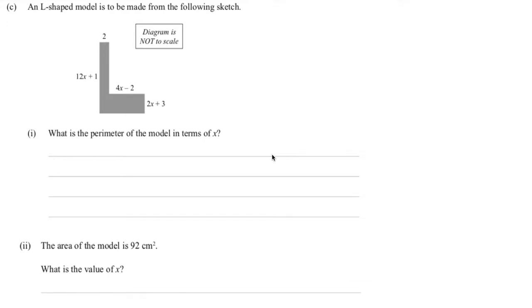Right, let's move on to the next excellence question. And that's question 2, I believe. C. Okay, so we have an L-shaped model to be made from the following sketch. So it's a drawing. And what is the perimeter of this model in terms of x, right? We're asked to find the perimeter. So we combine the measurements over here.